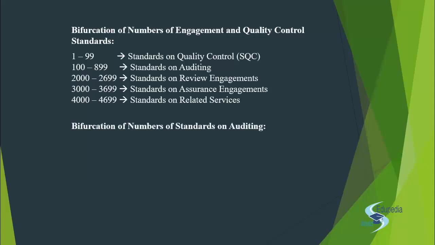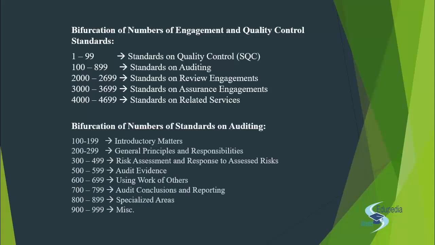Next we have the bifurcation of the number of standards on auditing. Because you have 37 standards, even they have been bifurcated. You see a long range, right? 100 to 899. There are 37 standards. So if you understand what kind of standards are present in what kind of number series, it is easier for you to identify those numbers.